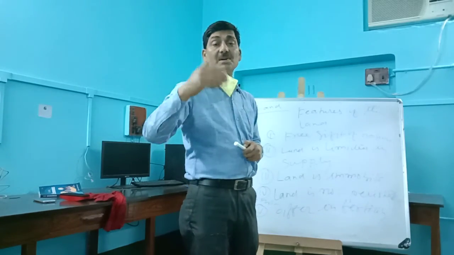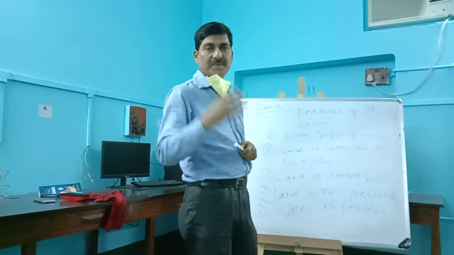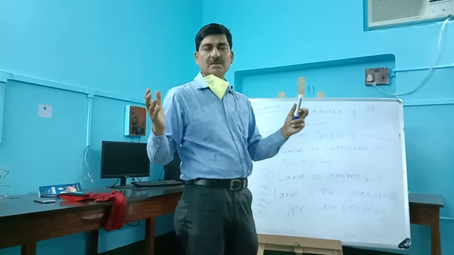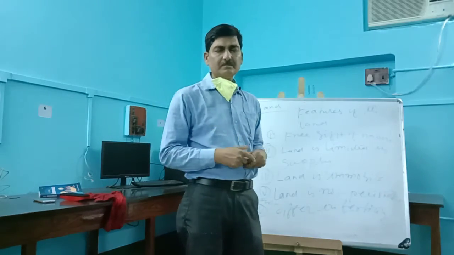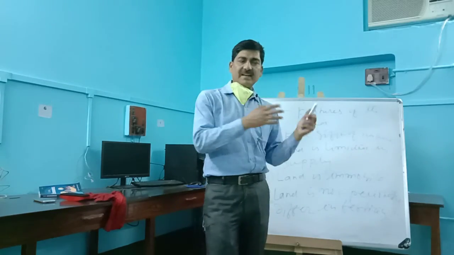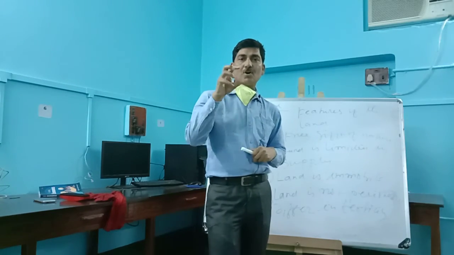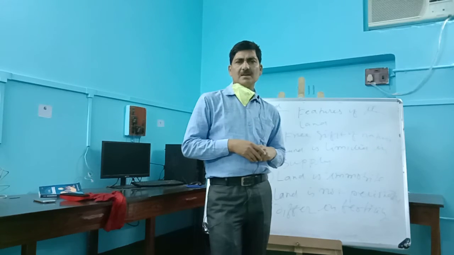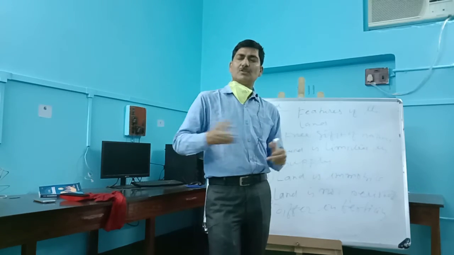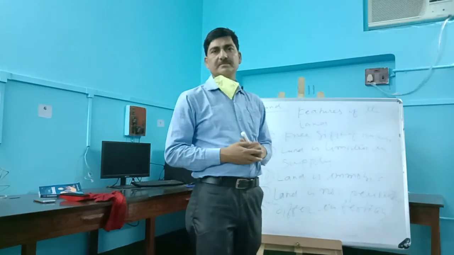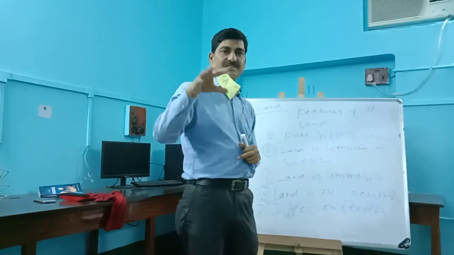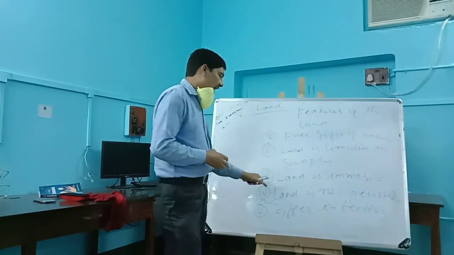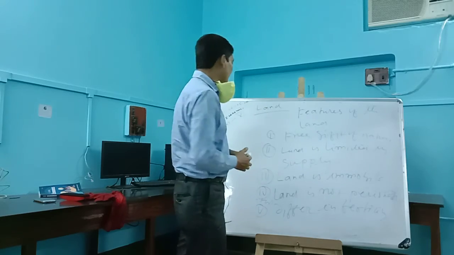I will give you an example. Black soil, good for cotton. Black soil, good for sugarcane. On the other hand, alluvial soil, good for rice, good for sugarcane. Better we can say alluvial soil, good for all types of crops. In this sense, land also differs in fertility.